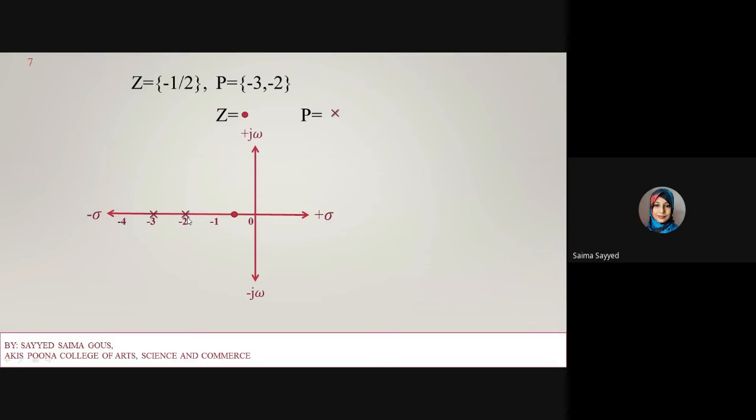So these are the pole and zero representations in the s plane. The transfer function H(s) = (2s + 1) divided by (s² + 5s + 6) is represented like this in the s plane. The poles and zeros of this particular equation are represented like this in the s plane.